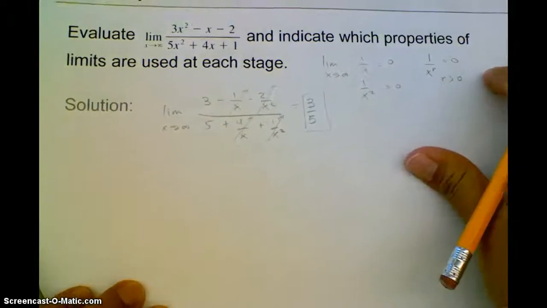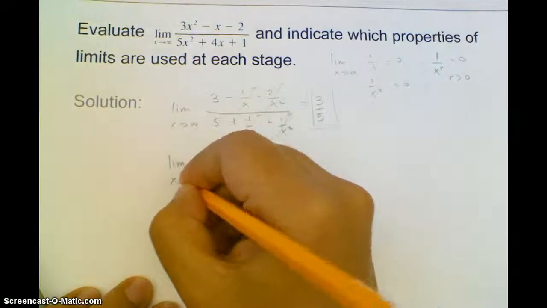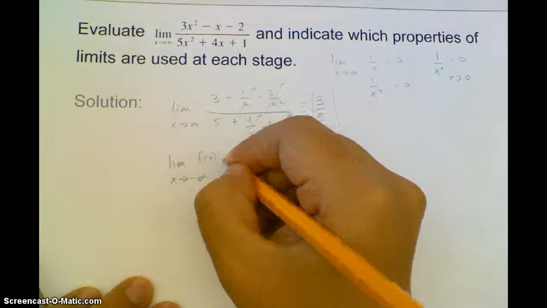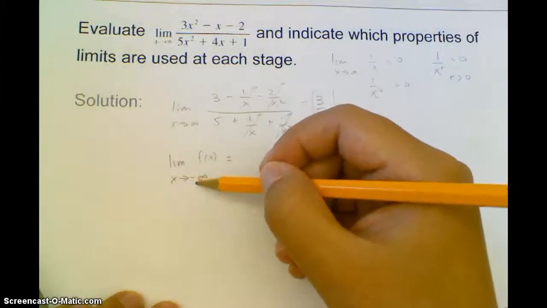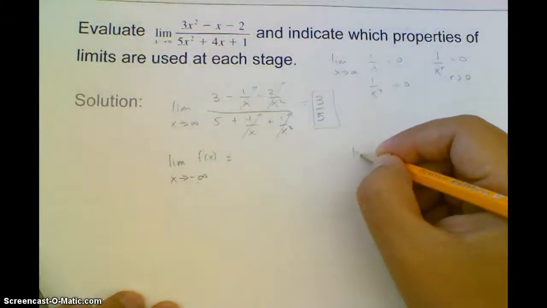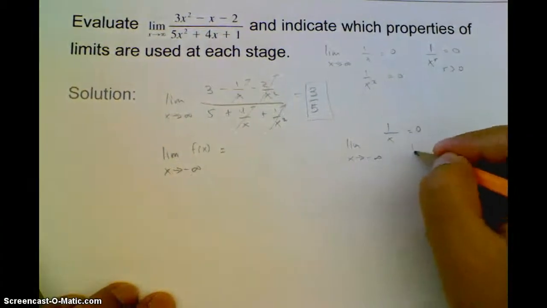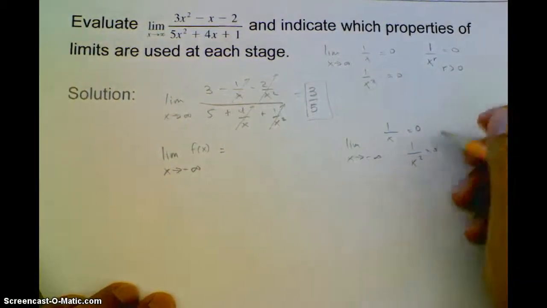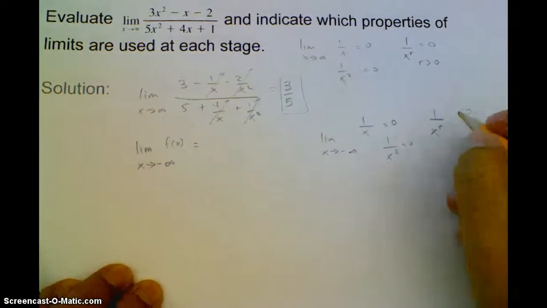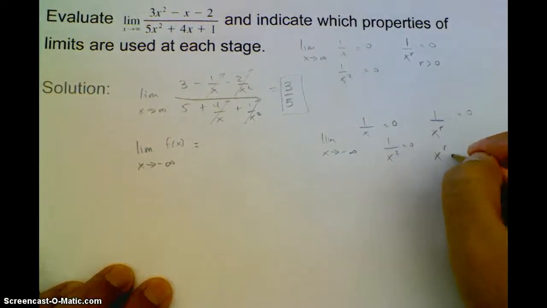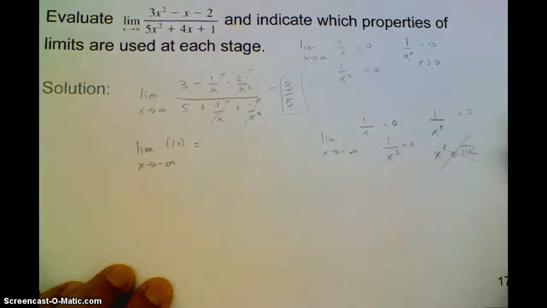The answer is 3/5. So the question to you here is, what happens as x approaches negative infinity of the same function? How would I treat this? And the answer is the same. x is growing very, very large, and as theorem 5 says, the limit as x approaches negative infinity of 1 over x is also 0. And if I have 1 over x squared, it's also 0. And if I have 1 over x to any number, this is also 0, as long as x to that number has a domain of all real numbers. And if this is not the case, then I cannot say it's 0.